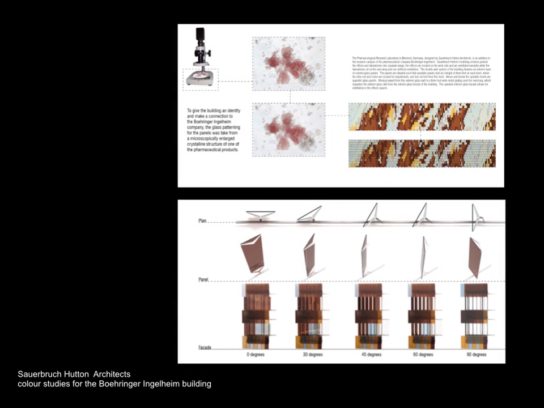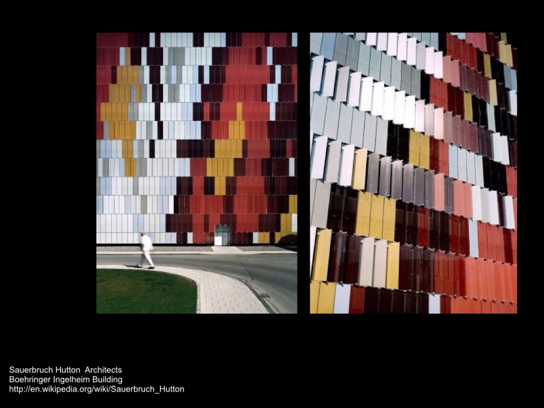And finally, we have an example of a colour study being used very directly in the design of a facade. This is work by Sauerbruch Hutton architects from Berlin, and the work began by making a series of colour studies from the study through microscopes of the pharmaceuticals that the company, who were the client, produce. And from that we have a series of colour studies which are then used to inform the cladding panels that make up the facade of the building. So there we have two photographs of the completed form.